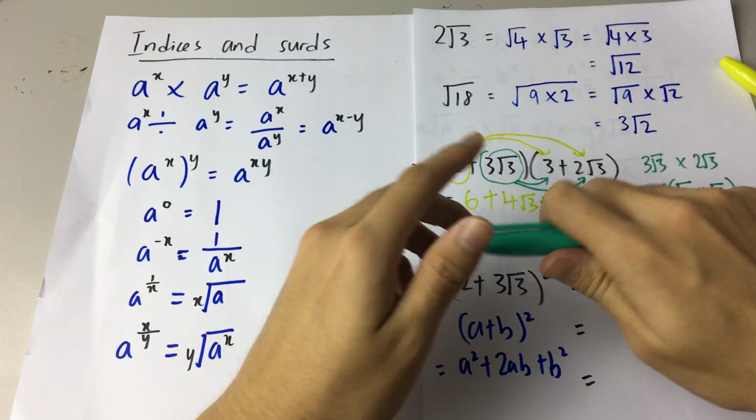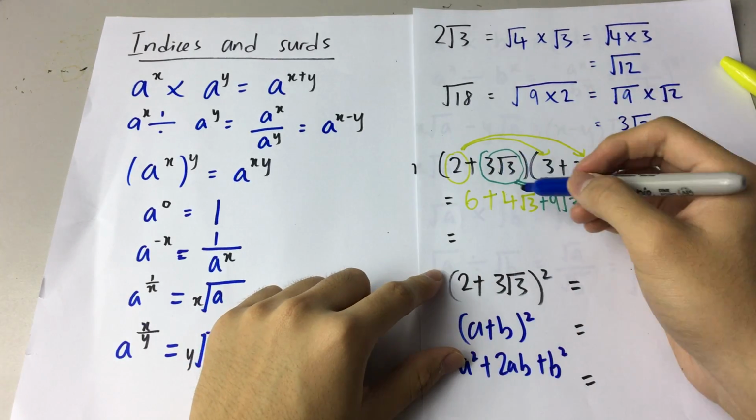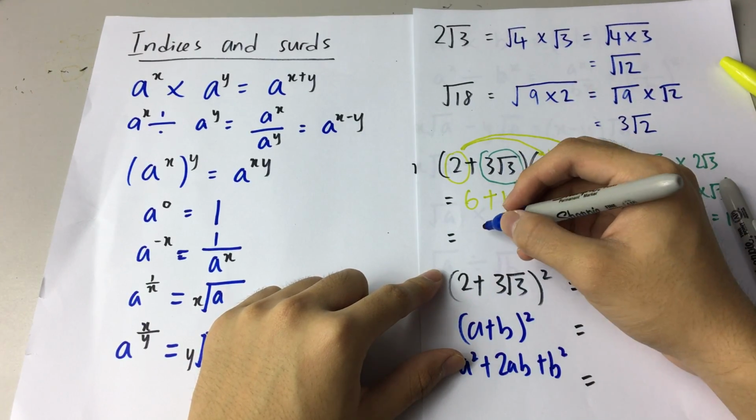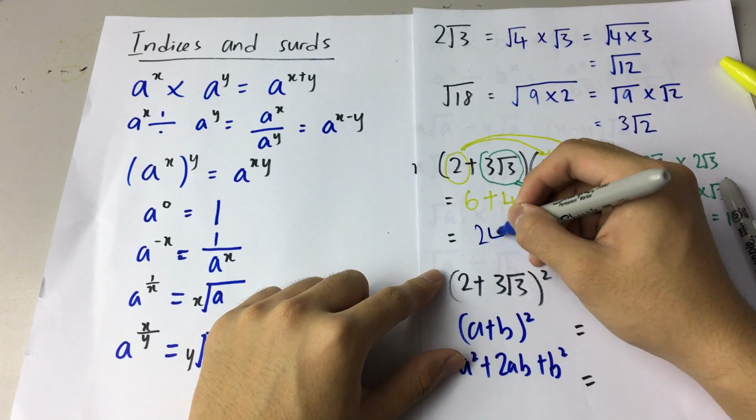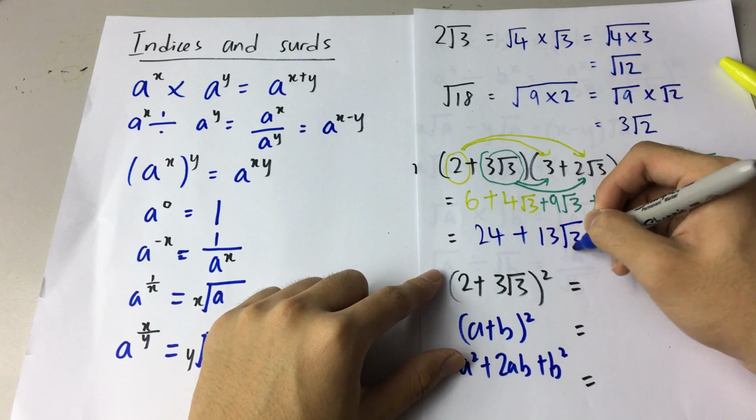Okay, then we gather up all the terms together. We get, you see, 6 plus 18, we get 24. Plus 4 plus 9, we get 13 root 3.